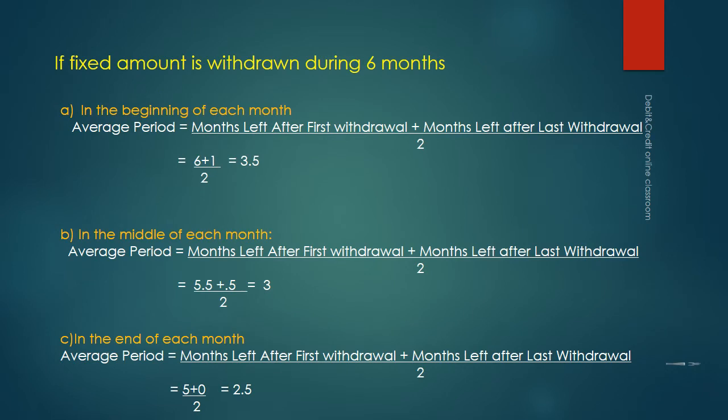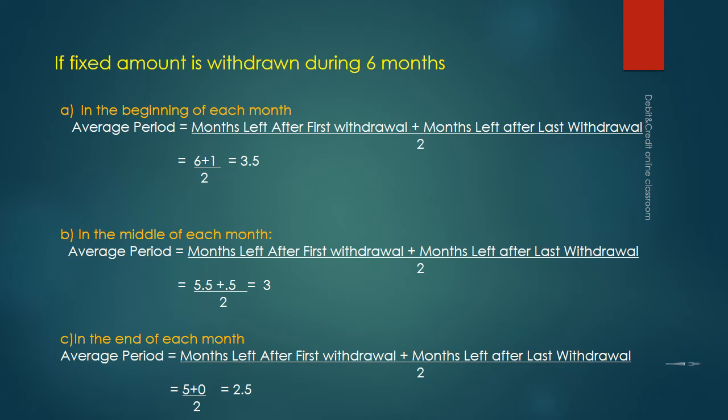Sometimes the partners will withdraw the amount only for 6 months. Then in this case also there is 3 options, that is at the beginning of the month, middle of the month and at the end of the month. So first case is in the beginning of the month. And the difference comes in the average period. So here it is only for 6 months.